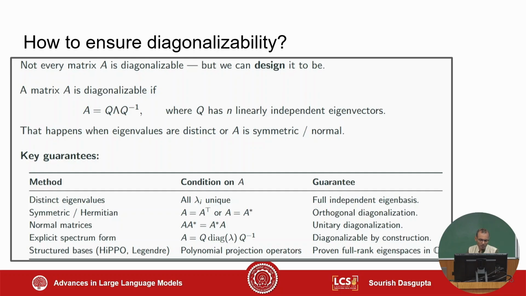You can keep it in a spectrum form as well, just like what I just showed you. You can do it that way also. And there are many other ways of doing things such that you can guarantee these full rank eigenspaces. So basically the idea is, can we seed it in a way such that we can guarantee full rank eigenspaces, right? So that's the idea.